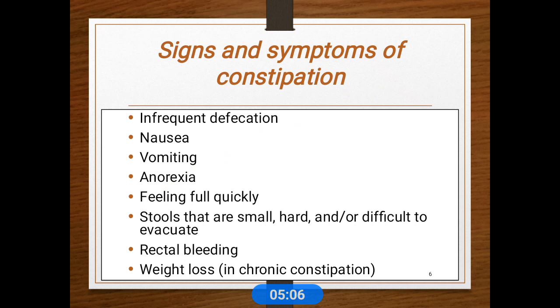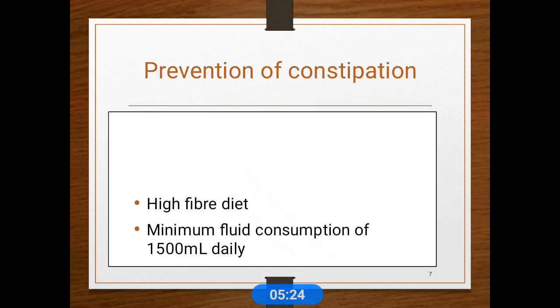These are the important signs and symptoms of constipation: infrequent defecation, nausea, vomiting, anorexia, feeling full quickly, stools that are small, hard and difficult to evacuate, rectal bleeding, and weight loss, especially in chronic constipation. So what are the preventive measures for constipation? These are some non-pharmacological measures. We can increase the intake of a high fiber diet and a minimum fluid consumption of 1500 ml daily, and include vegetables and fruits in our diets. This is helpful for the prevention of constipation.